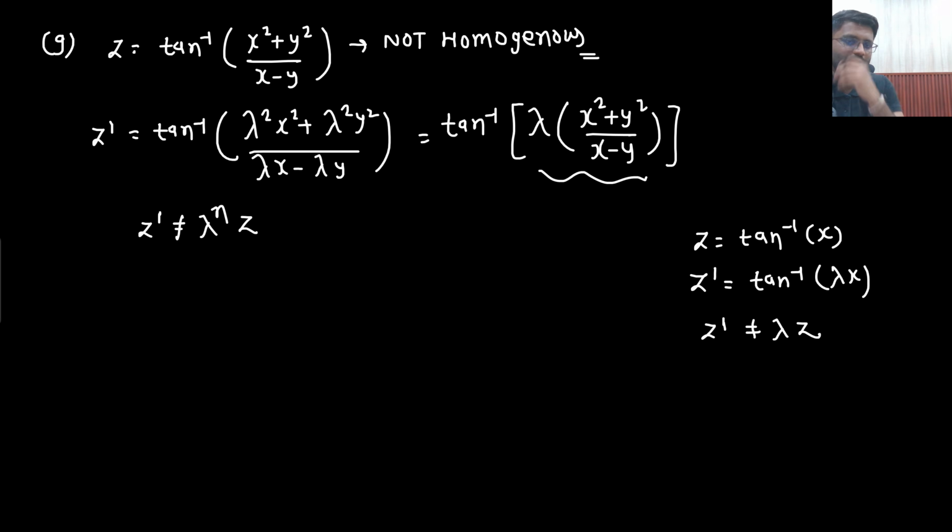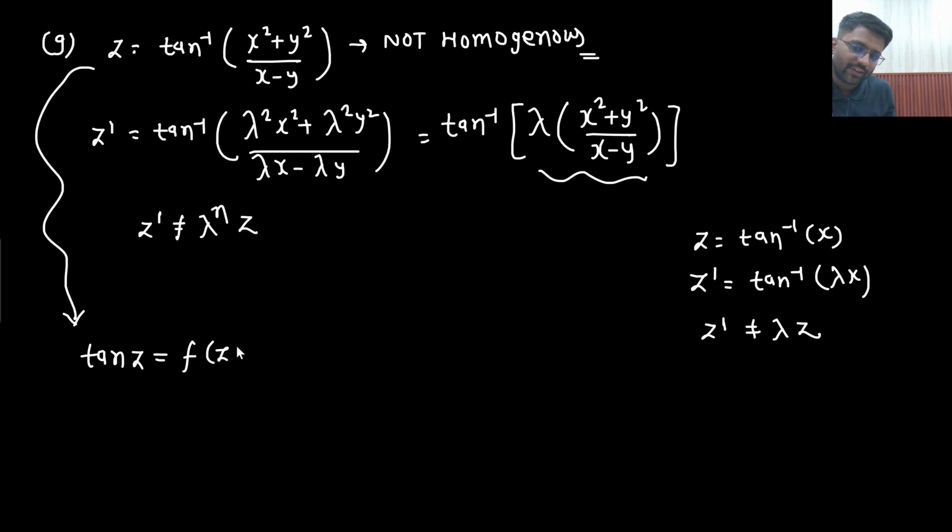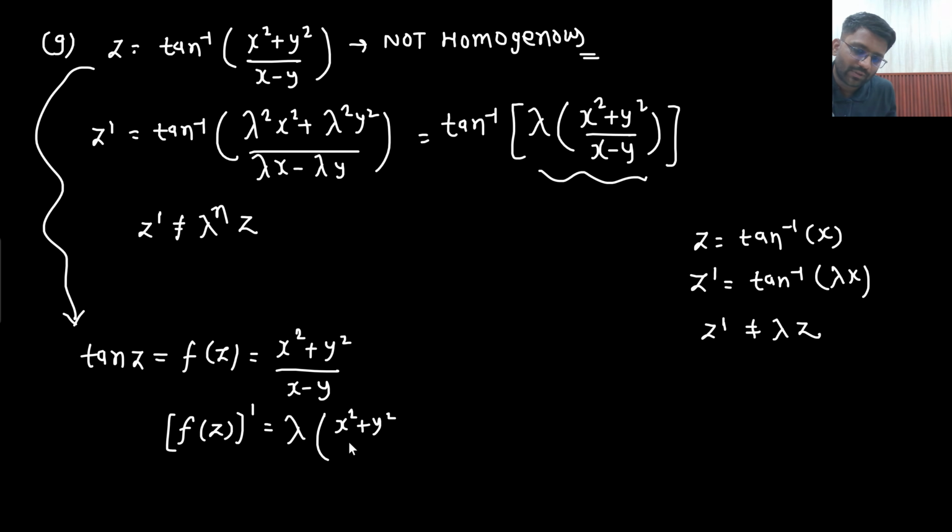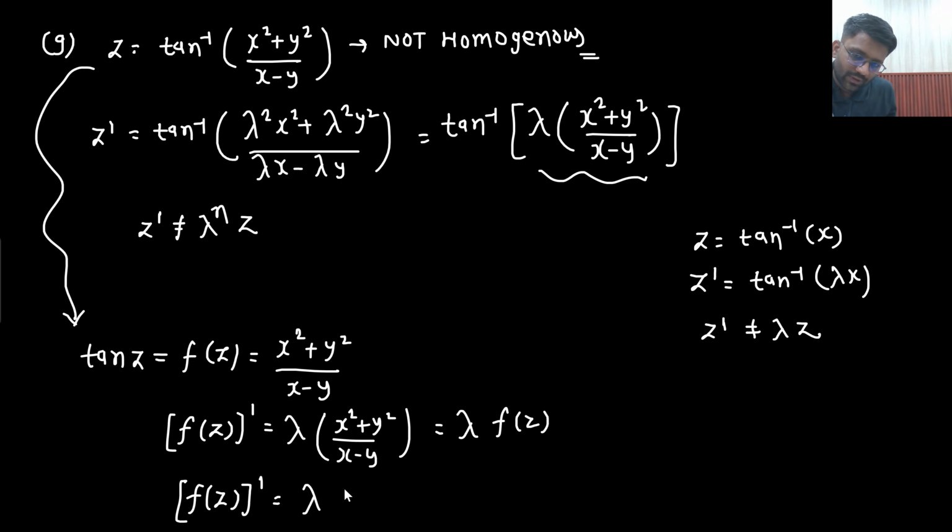But let's talk about tan z. I am calling it a new function f(z). I have taken this tan inverse to this side, so it becomes tan z. I am calling this a new function f(z). So f(z) is nothing but (x square plus y square) upon (x minus y). Now let's find f dash of it. That means I will put lambda here. Lambda square will come out, lambda will come out. So eventually you will be getting (x square plus y square) upon (x minus y), times lambda, which is nothing but lambda times f(z).